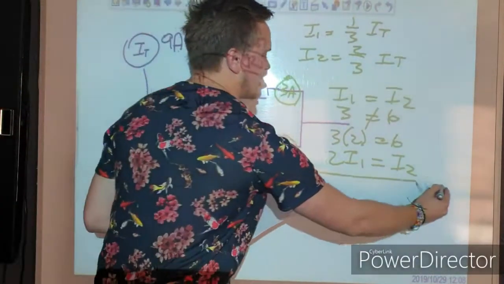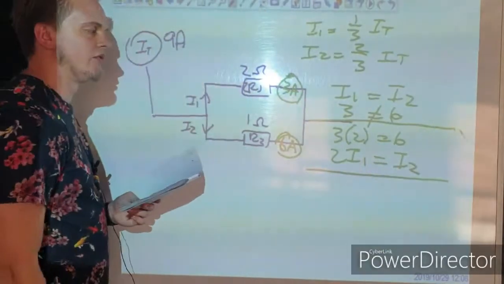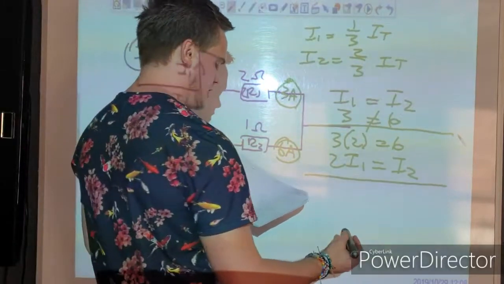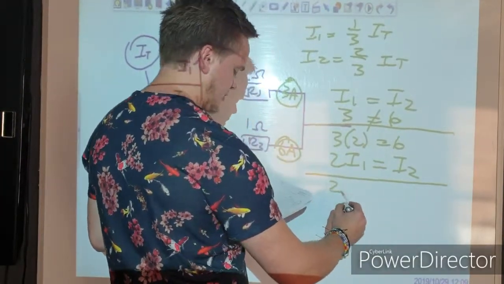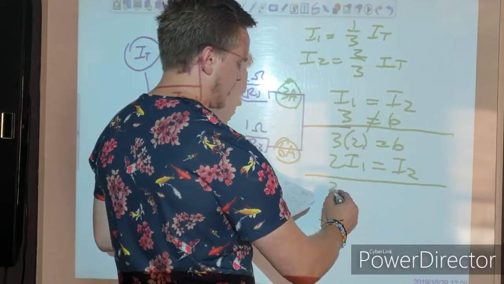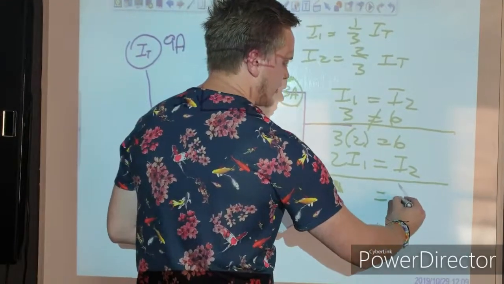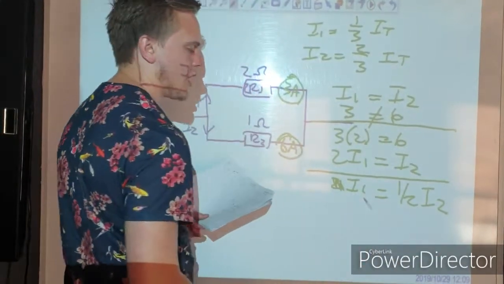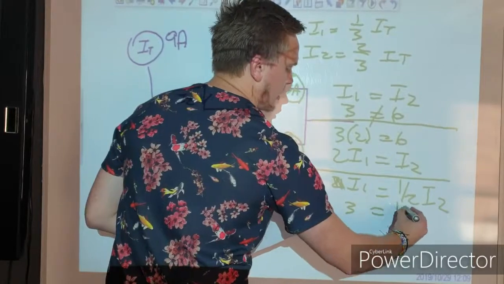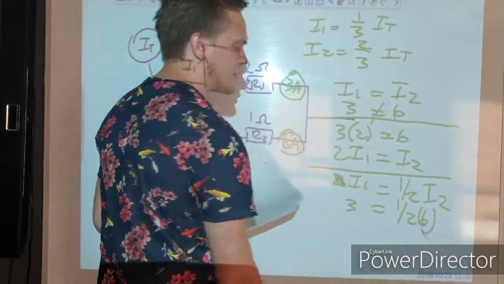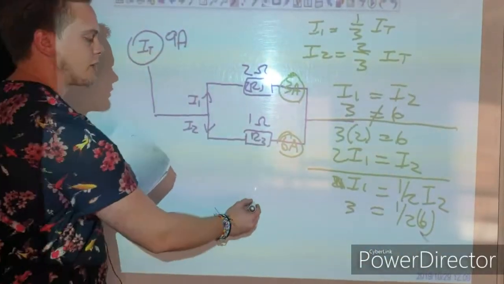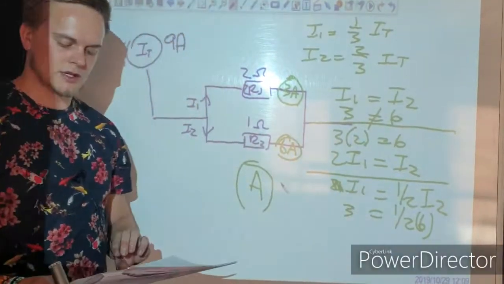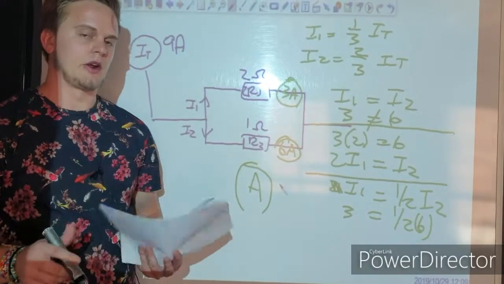So how can I change it again so that I have a mathematically correct equation for I1 and I2? It means if we have 2 times, no, not 2 times, but the half of I2. It will be the same as I1 because half of 6 gives you 3, and that is your correct option for A, where the half of I2 equals I1, and that is then in the correct ratio as well.